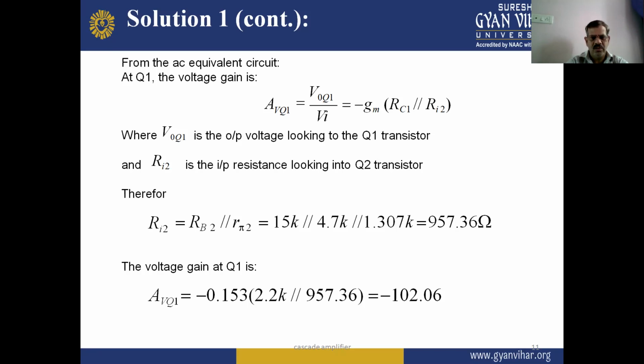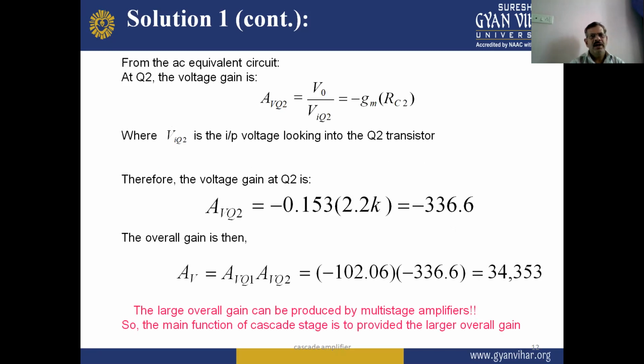The voltage gain at Q1 is Av Q1 equal to 0.153 into the parallel of two resistances, that is 2.2K parallel to 957.36. So overall gain will be equal to minus 102.06.